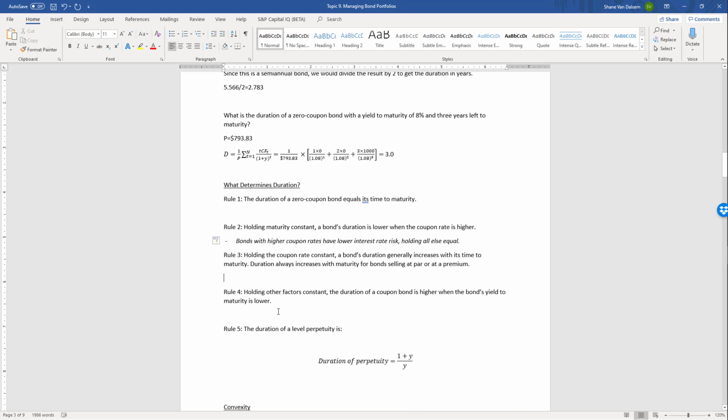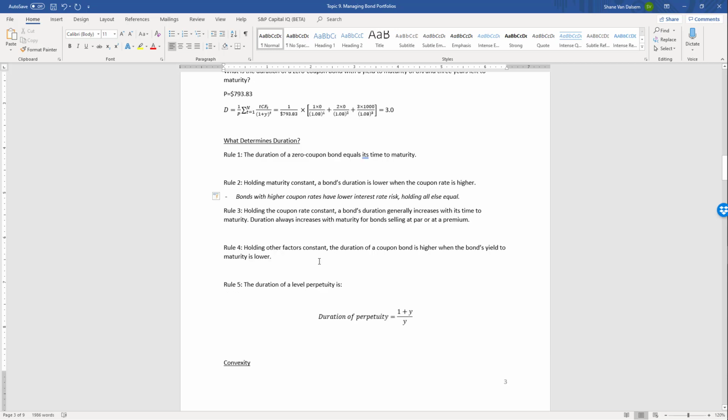Then rule 4 says, holding other factors constant, the duration of a coupon bond is higher when the bond's yield to maturity is lower.